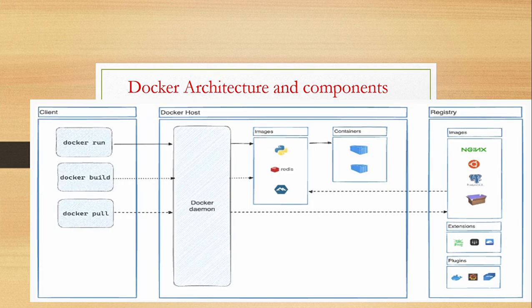In this video, we will discuss Docker architecture and its components. Docker architecture can be categorized into three sections: Docker client, Docker host, and Docker registry.